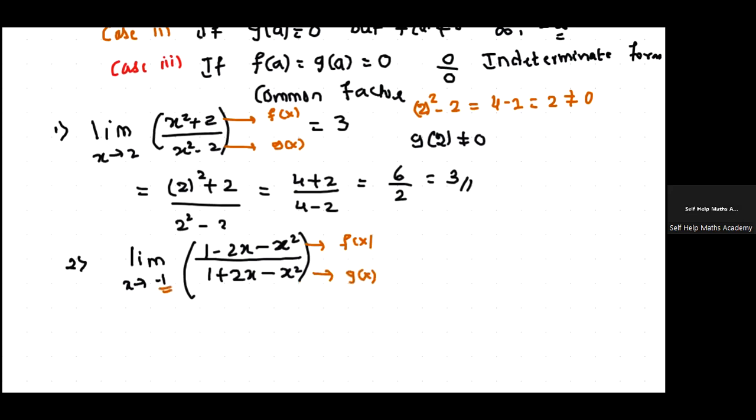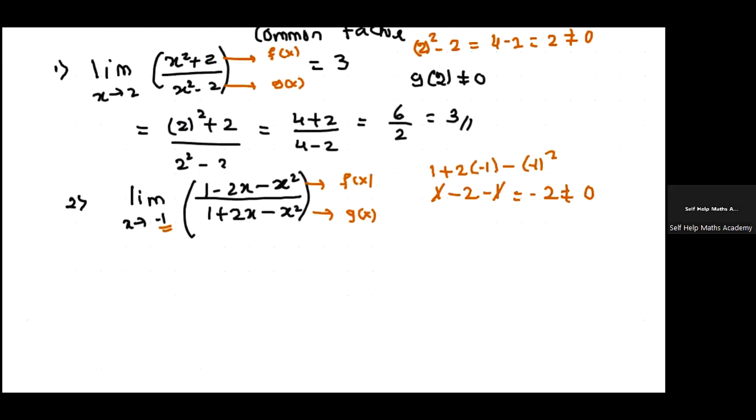So let's substitute in the denominator. It is 1 plus 2 into negative 1 minus 1 the whole square. This is simply 1 minus 2 minus 1 the whole square is 1, and this negative 1 will be minus 1. So minus 1 plus 1 cancels. It is minus 2, which is again not equal to 0. So when it is not equal to 0, again the case 1, guys.